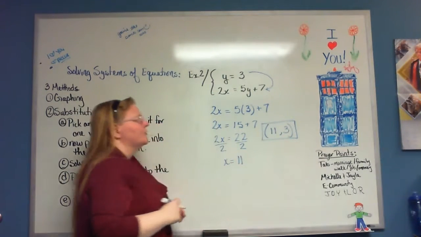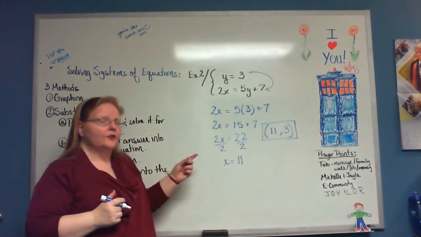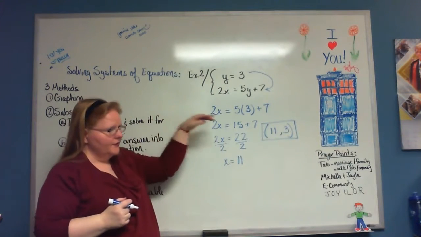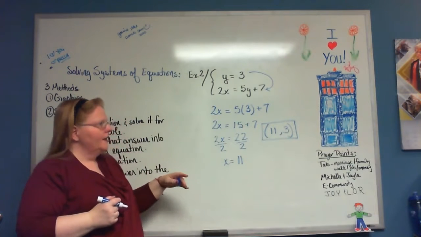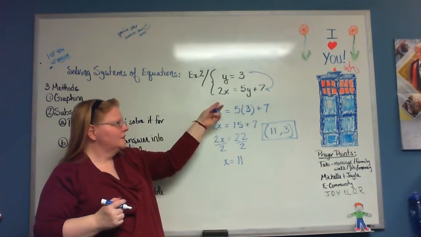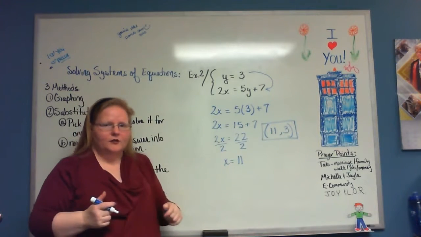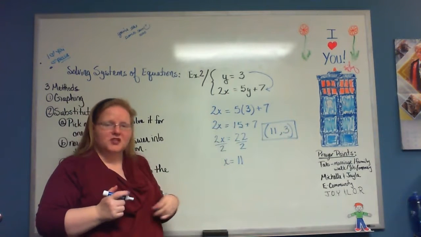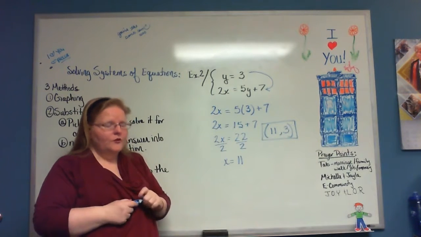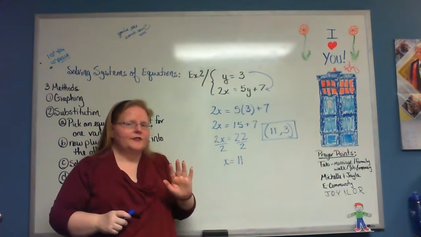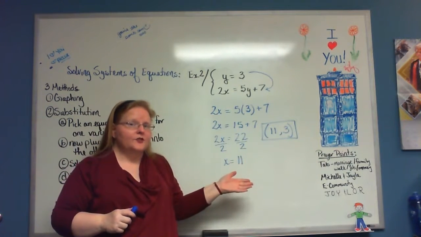If you were going to do this by graphing, you would have had to graph y equals 3, which is a horizontal line at 3, and then graph this thing and figure out where they crossed. That's a lot of work when all you had to do was really just plug it in. So you want to use this when it's easy to use this.